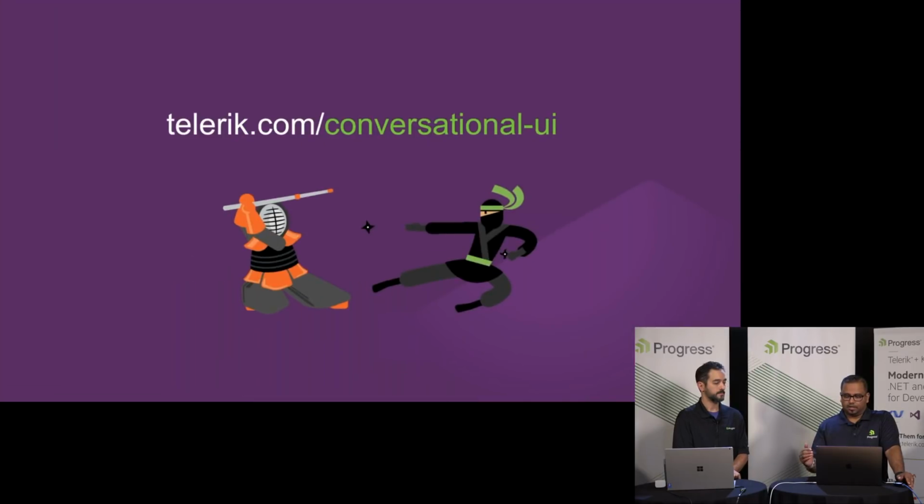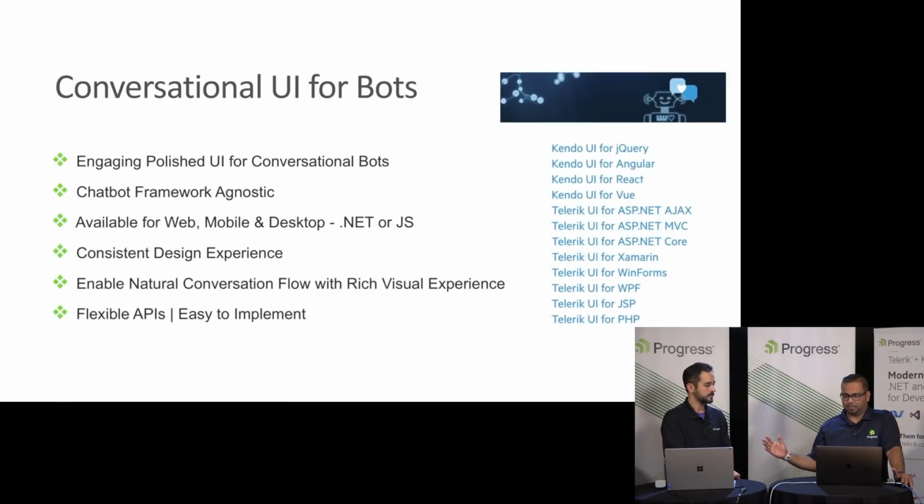All right, so stepping back a little bit, in R2 of this year's release, we did something really big. And that was Conversational UI. This is modern UI for chatbots. We have a big portfolio of products across web and desktop and mobile. This was a time where we were able to do something across the board. So we thought chatbots are a way for enterprises to automate their workflows. So let's give you smart UI so you can ship your apps faster.